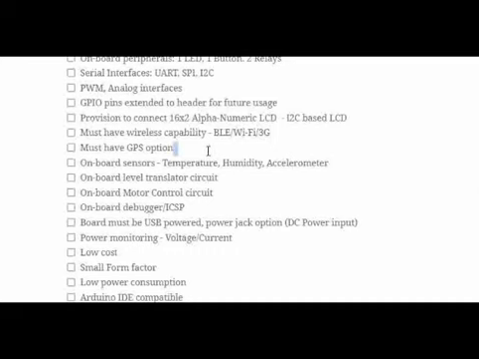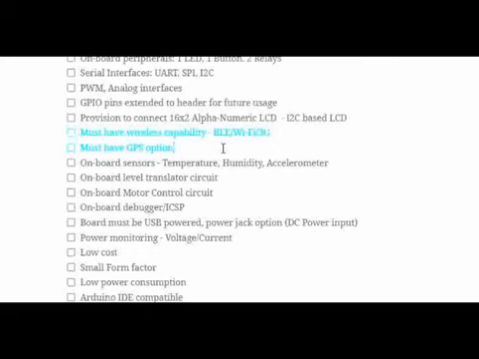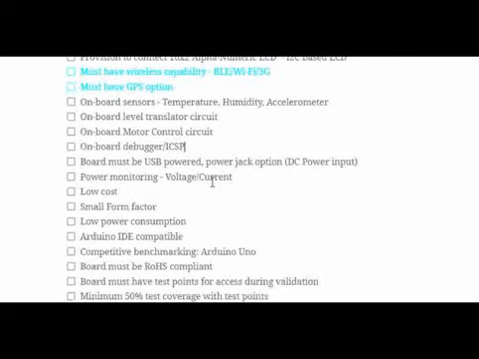So what we'll do is these wireless things we will mark in a different color, and we will let them know that these need to be further analyzed, but at this point it can be achieved. And then you need an onboard motor control circuit. Yes, definitely. Onboard debugger slash ICSP, yes, it can be done. Board must be USB powered or power jack option is required, it can be done. And you want to do power monitoring, voltage and current monitoring, yes, it can be done.